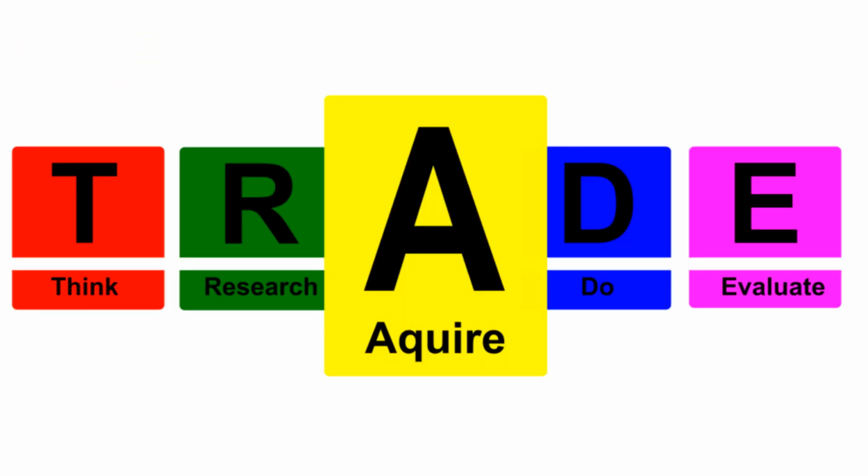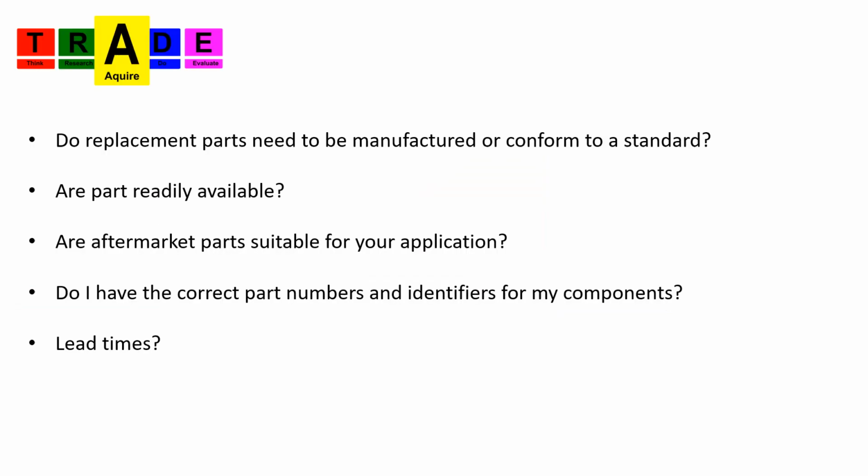The next step in our trade method is acquire. Some questions to ask yourself. Do replacement parts need to be manufactured or conform to a standard? Are parts readily available? Are aftermarket parts suitable for your application? Do I have the correct part number and identifiers for my component? Pneumatic part numbers can be a bit complicated. We need to check that. And what about lead times? How long does it take to get these parts?